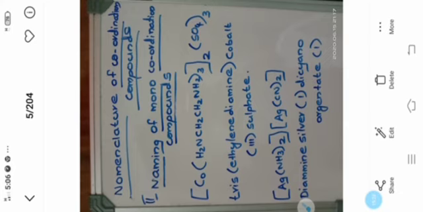Next example, [Co(NH2CH2CH2NH2)3]2(SO4)3. Tris(ethylenediamine)cobalt(III) sulfate. Next one, both anionic and cationic parts complex, [Ag(NH3)2][Ag(CN)2]. Diamminesilver(I) dicyanoargentate(I). When complex part is negative part, we want to give the name of the metal in this way. So, it becomes argentate(I).